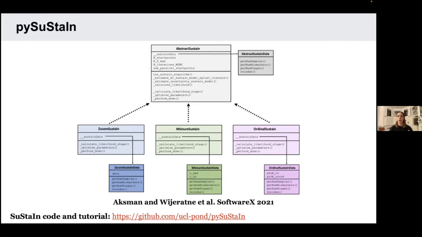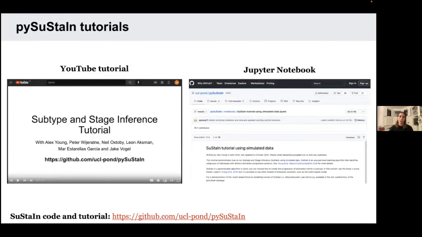On the GitHub, there's also some older MATLAB code, which was written by me. So if you prefer MATLAB, you could have a look at that. But I definitely would recommend using this newer Python version because that's the version that we're maintaining, and we've been updating it with new features as we go. So if you are interested in using it, there's also tutorials that are available on the GitHub page. You can find those under the tutorials section. We have a set of YouTube videos that go through the theory and the practical aspects of running SuStaIn. And we also have a Jupyter notebook, which contains example code to help you with getting started with running SuStaIn.